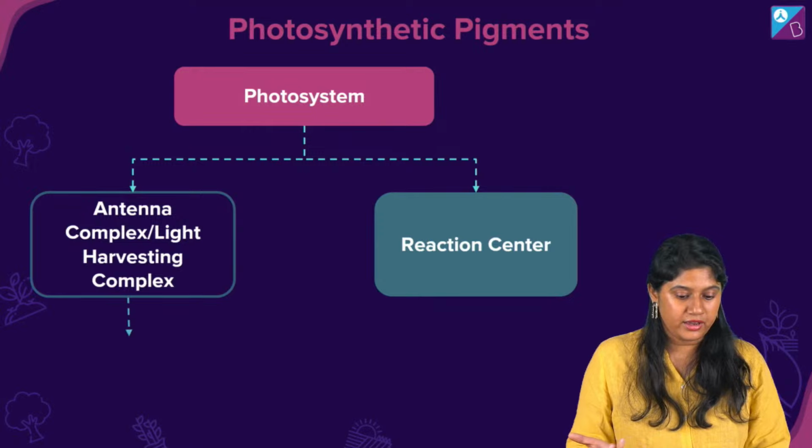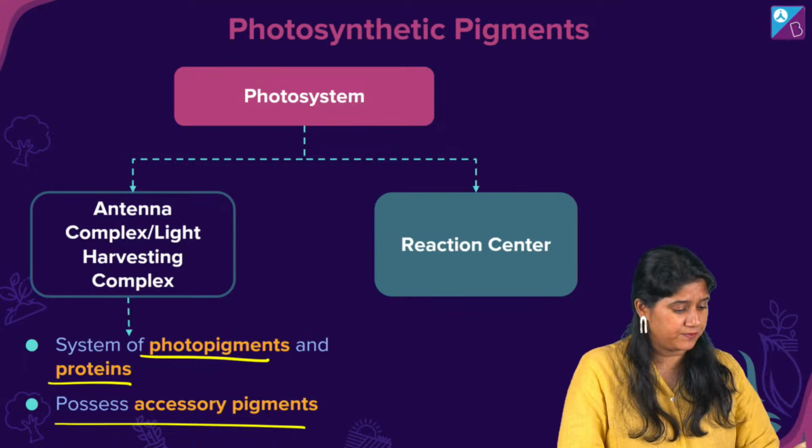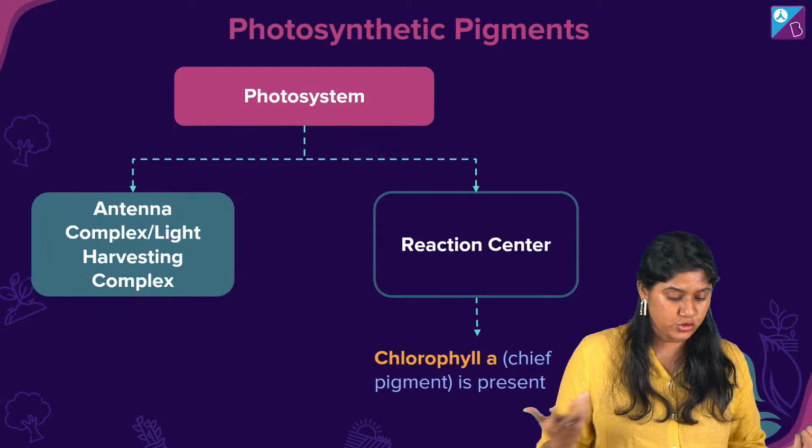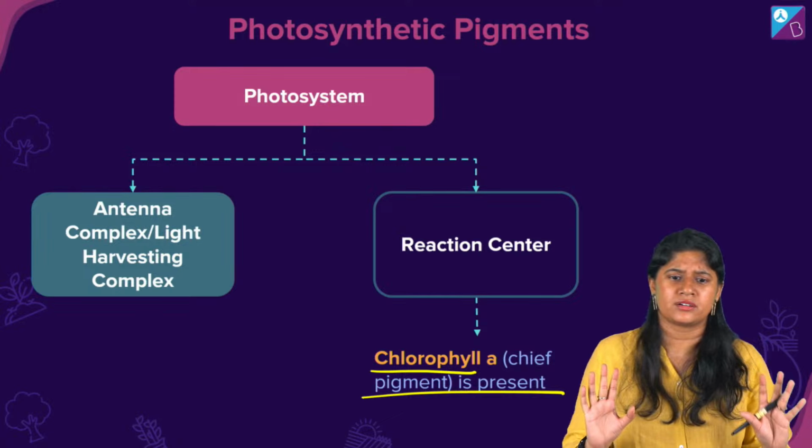Now, here we have a system of photopigments and proteins. Some proteins, very few proteins, you'll be learning more about in your graduation and post-graduation. Here we have the accessory pigments, and in the reaction center we have chlorophyll A, which is the chief pigment. Will you remember this? Everyone, are we clear? This is very easy, I'm sure. I hope it's perfectly easy peasy.